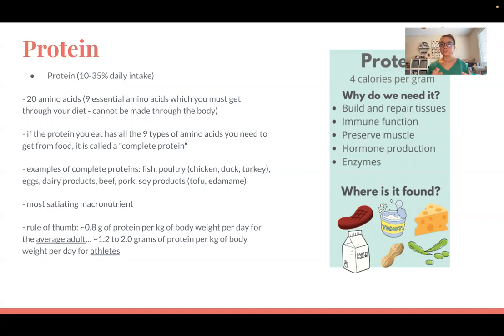So in general, protein is 4 calories per gram. It builds and repairs your muscles, your tissues. It also helps with immune function, hormone production, and enzymes.